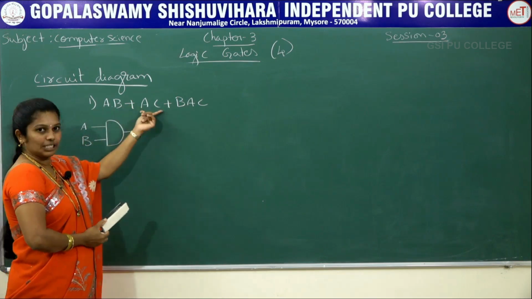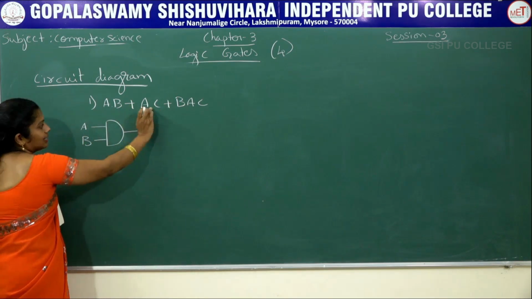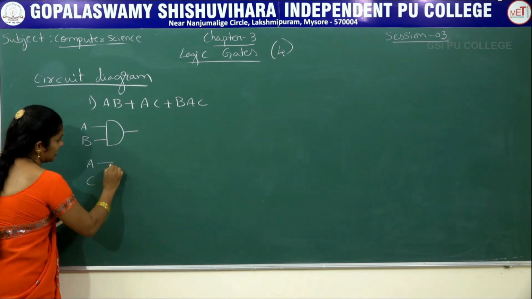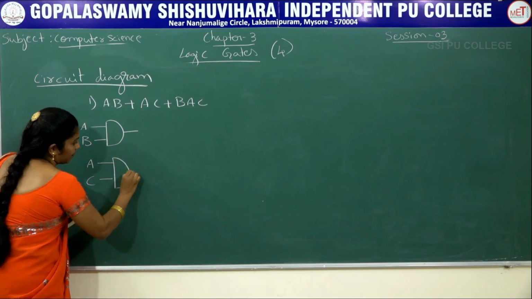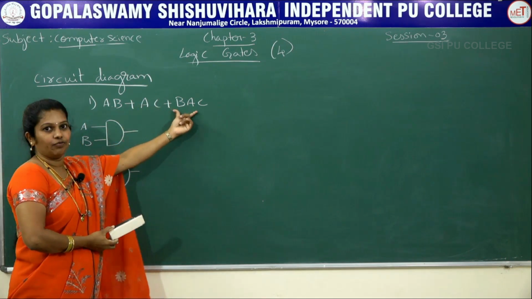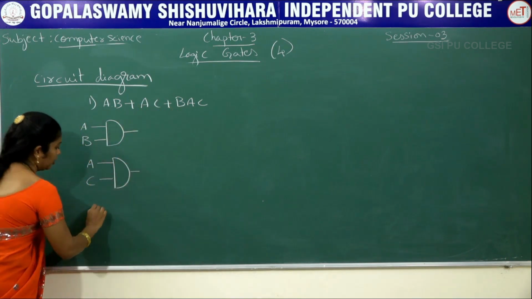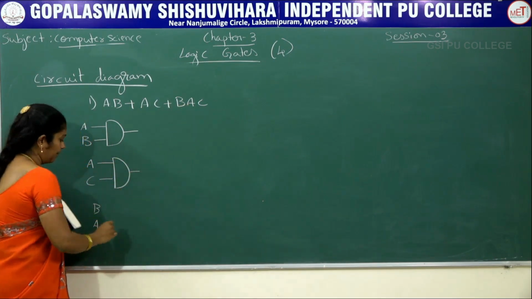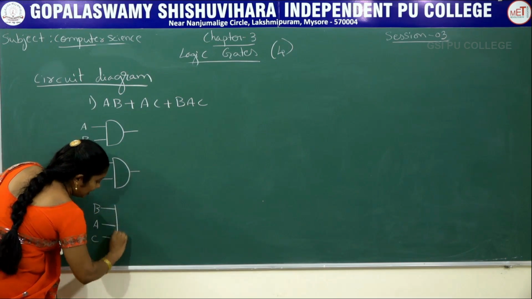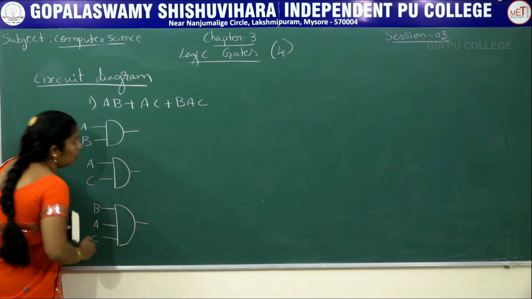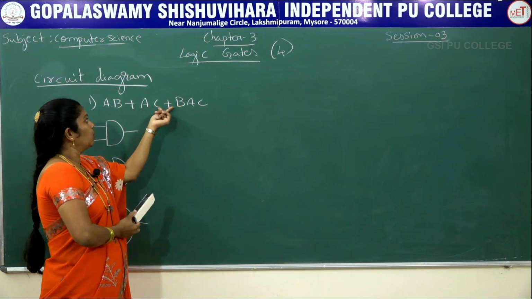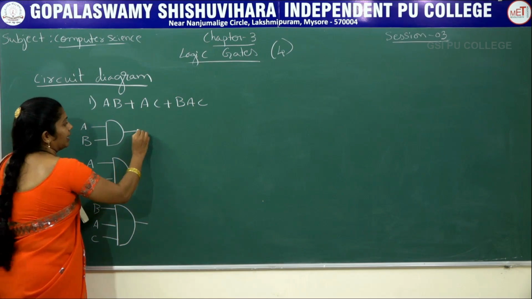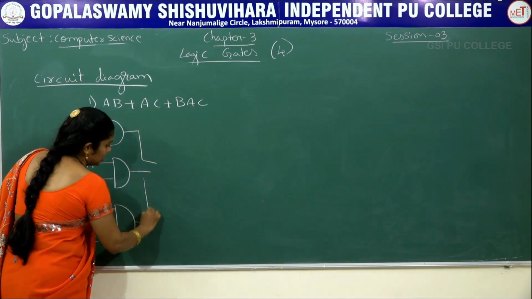Then take the next part, A and C. A and C are combined with a dot operator, so once again you write a D shape. Then next we have BAC. Write down B, A and C. All these are connected with a dot operator, so once again you write a D shape. All these parts are connected with a plus operator. Plus means we have to write a reverse C shape. Connect all of this with the reverse C shape.